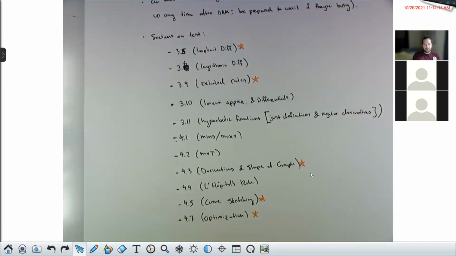These are the sections that are kind of well represented on the test. You know, there's guaranteed a problem from each of these sections. And those are the things that people tend to forget or get into trouble with on 3.10 and 4.4. Any questions about the test?